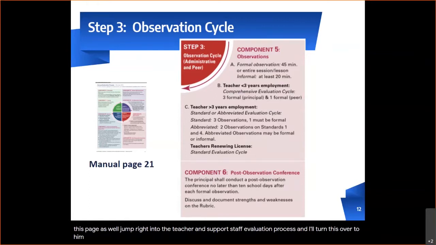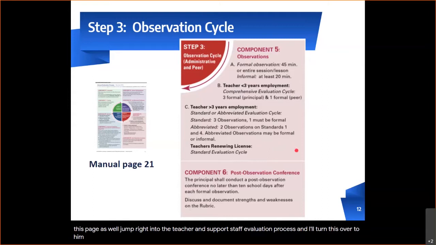As a reminder, the only difference between the formal and informal observations is the time. Informal are at least 20 minutes, and formal observations last 45 minutes or the entire class period. So teachers with less than 3 years employment are on the comprehensive evaluation cycle, and teachers with more than 3 years employment are on the standard cycle or abbreviated cycle. And the abbreviated observation, I'm just trying to point out some of the things that are good reminders as we wrap this up. An abbreviated observation may be formal or informal. That's just a reminder as well.